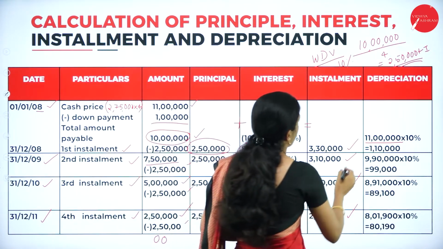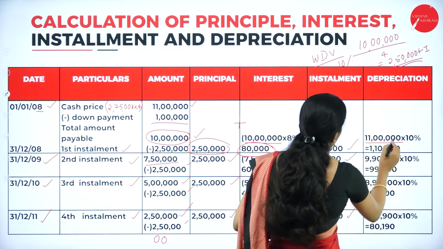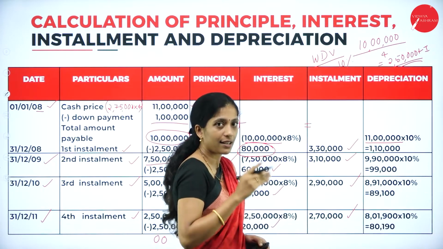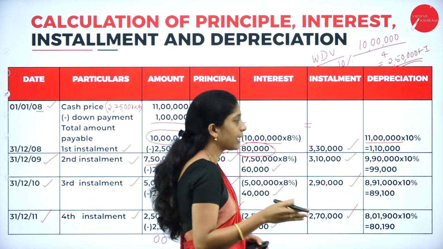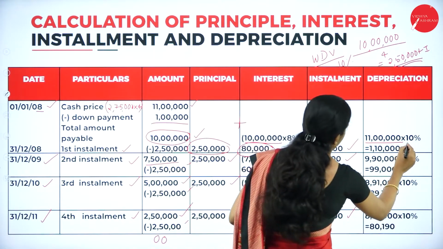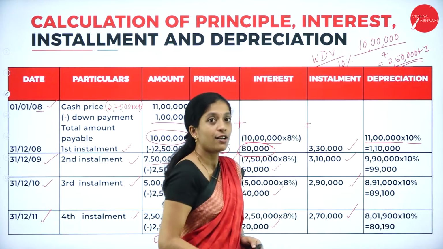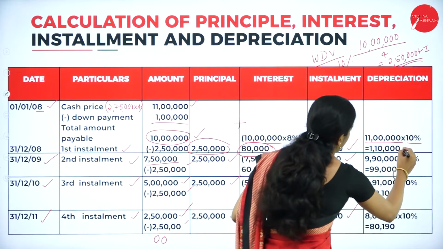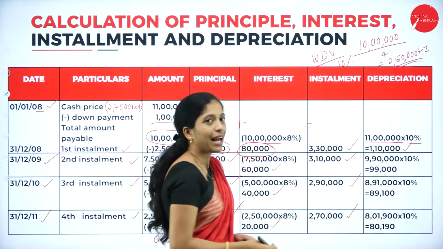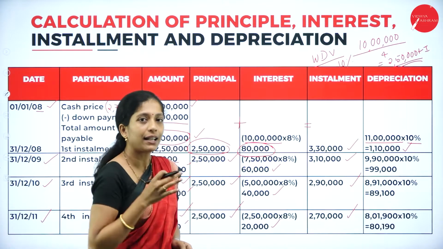Now what is the depreciation for first year? The value of asset is 11 lakh. That is, value of motor car is 11 lakh into percentage. Percentage is 10%. So how much will you get? 11 lakh into 10%, you will get 1,10,000.